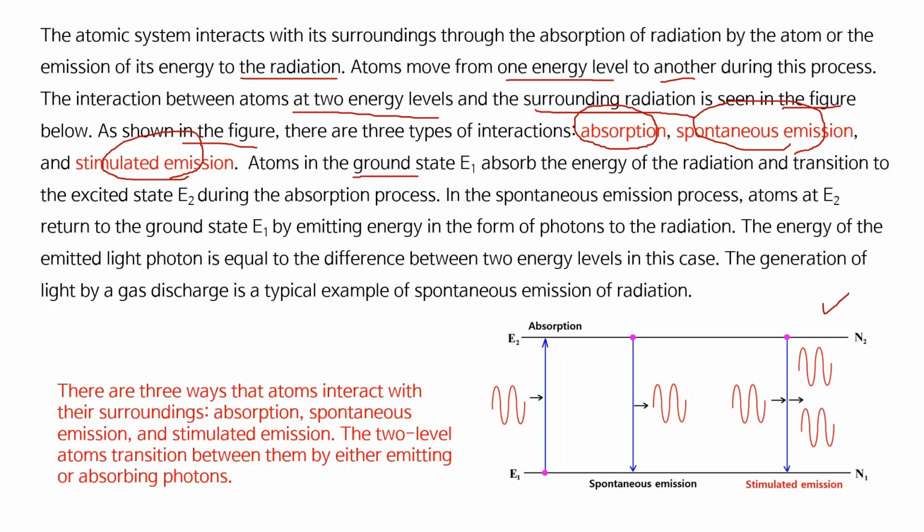Atoms in the ground state E1 absorb the energy of the radiation and transition to the excited state E2 during the absorption process. So atoms in the ground state absorb the energy from background radiation and move to the excited state. This process is called absorption.